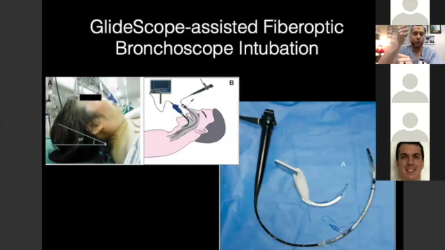But then you hug the Glidescope with the Fiberscope, and that will allow you whatever motion you need to finally see those chords. So this is a Glidescope Assisted Fiberoptic Bronchoscope intubation. And this is a hybrid technique. It's only possible now because we have these indirect laryngoscopies. What this does for you is it takes away all the tongue and everything on the back of the pharynx that's preventing you from getting a good view.